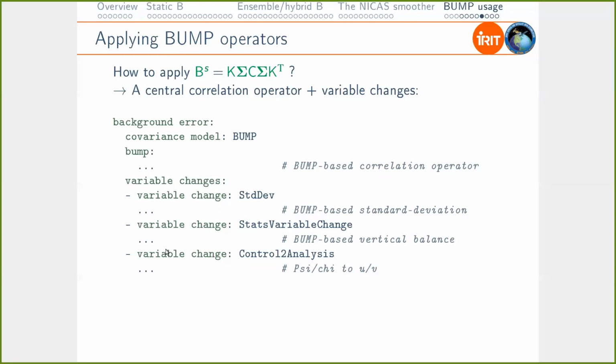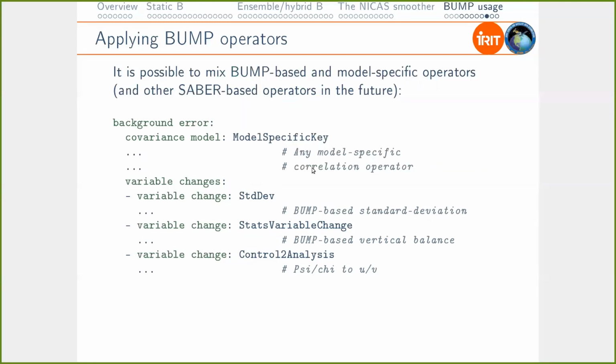As I said before, we can also mix BUMP-based and model-based operators. So for instance, we can have here a model-specific covariance model, but use it mixed with a BUMP standard deviation or vertical balance. So it's completely free to mix these different operators.